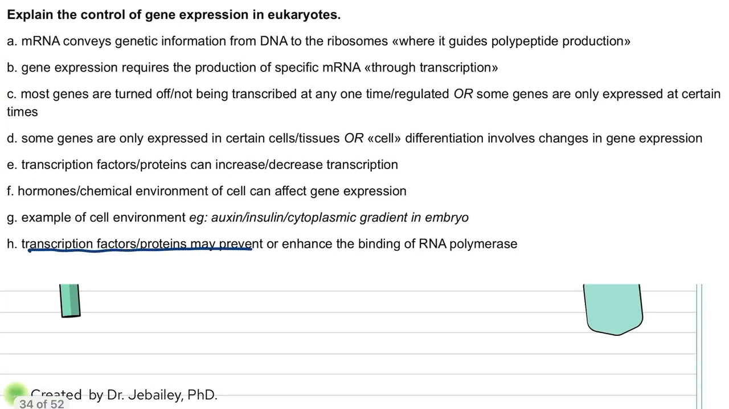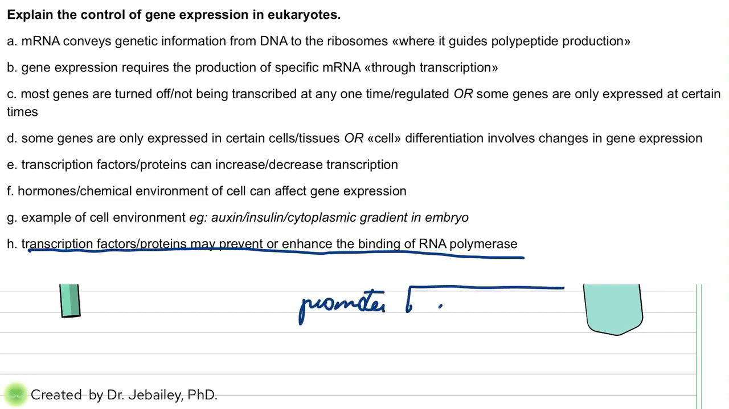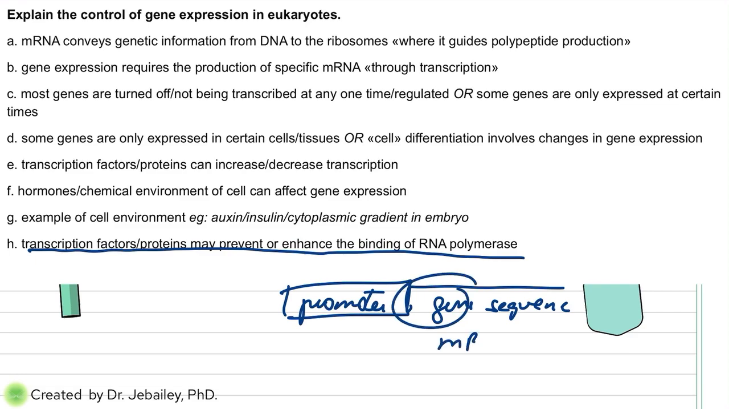Transcription factors may prevent or enhance the binding of the RNA polymerase. This is basically what we're talking about here. We have the promoter, and then here you have the gene sequence. This is where the enzyme RNA polymerase will bind and start creating the mRNA.